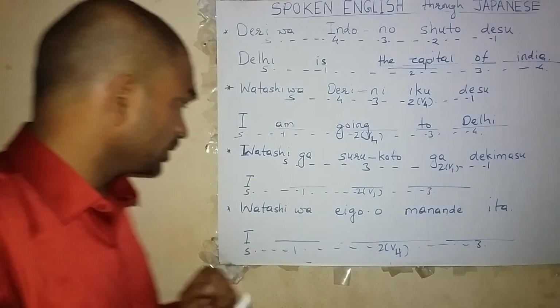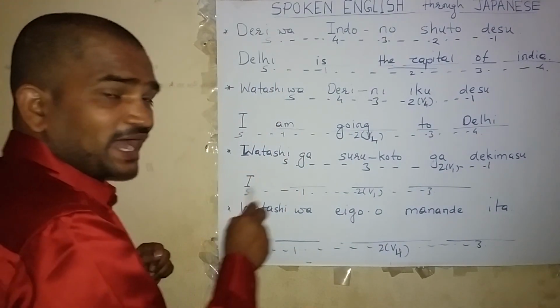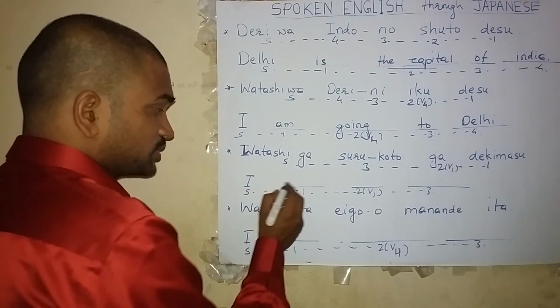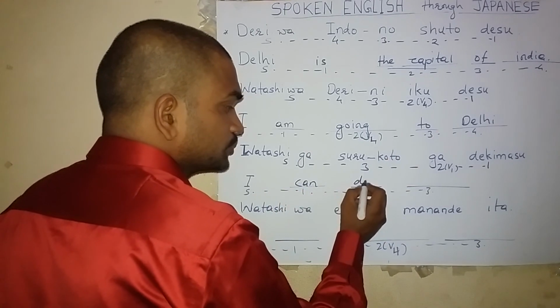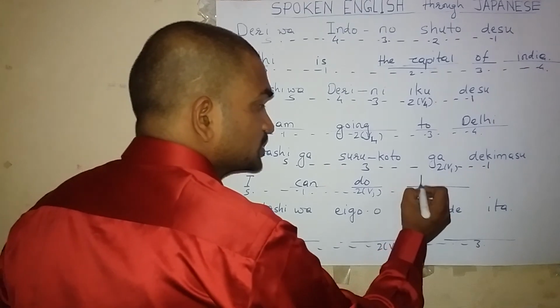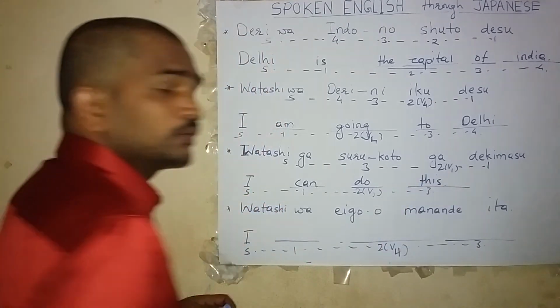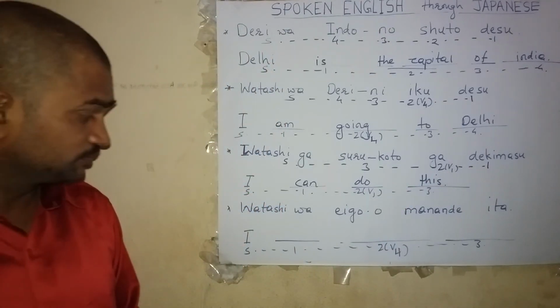Start. The word for watashi ga is I. The word for dekimasu is can. The word for ga is do. The word for surukoto is this. I can do this.